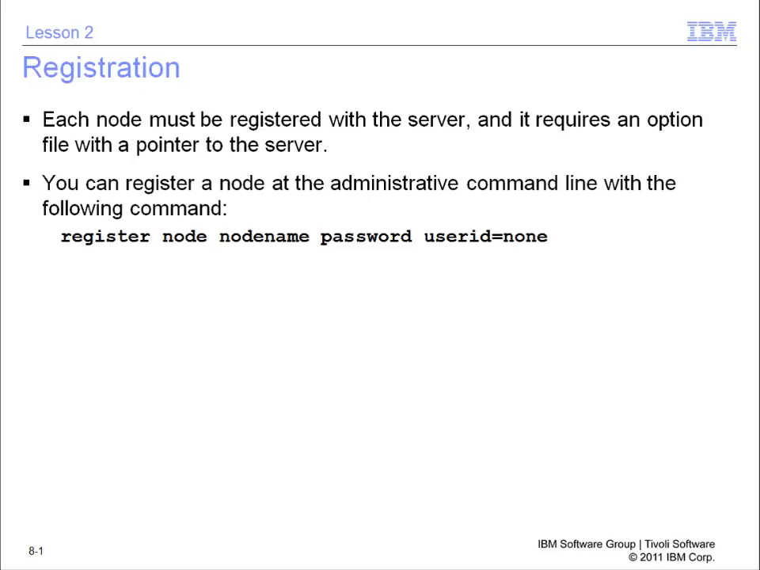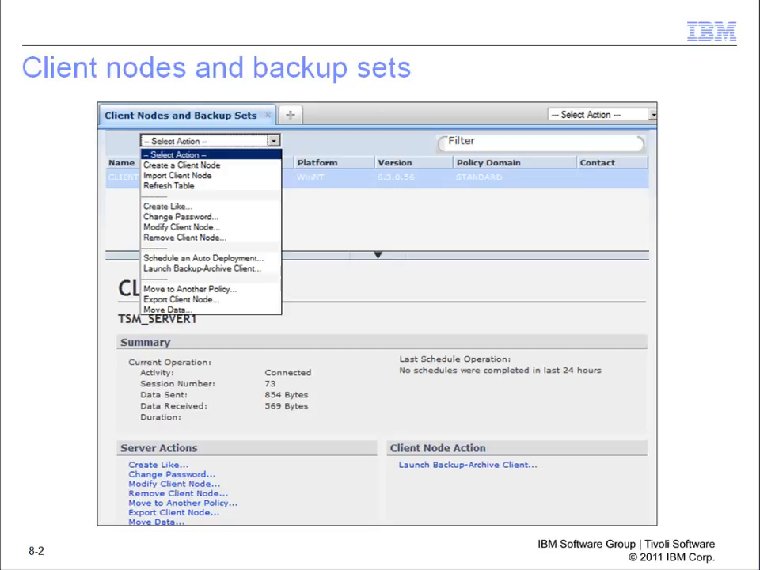This is better security. In the Administration Center, there's a tab called Client Nodes and Backup Sets. You can use this to create a client node, import client nodes, create a similar client node, and you can also use this to schedule auto deployment, which we'll be doing in a later unit, and you could do this to modify or remove a client node. Backup sets is something we will talk about in Unit 9.